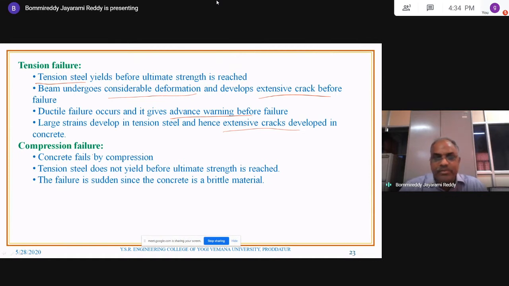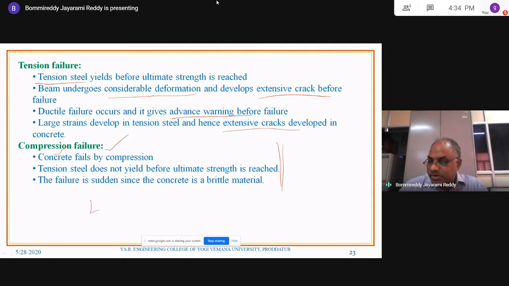Whereas in case of compression failure, it occurs only when concrete fails, and tensile steel does not yield before ultimate strength is reached. The failure is sudden since concrete is brittle. So these are the generalized statements when pure compressive failure occurs.